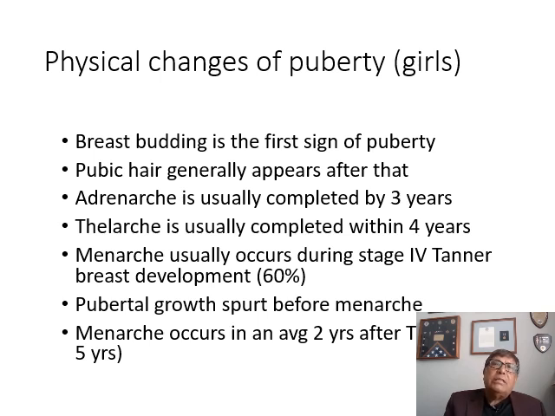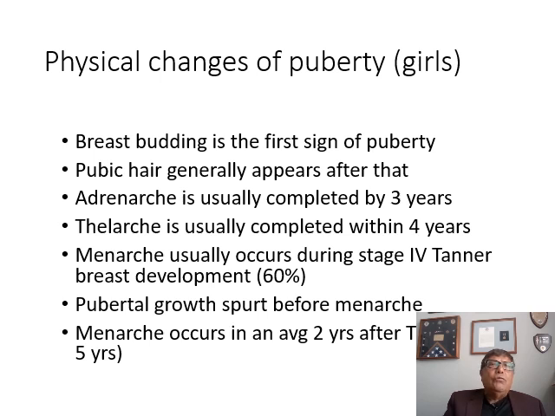Breast budding is the first sign of puberty, and then pubic hair generally appears after breast budding. In some cases pubic hair and breast budding occur together at the same time, or pubic hair may even precede breast budding, but those are uncommon and are aberrations. So what you should remember for the purpose of the exam is that breast budding is the first sign of puberty in girls, followed by pubic hair.